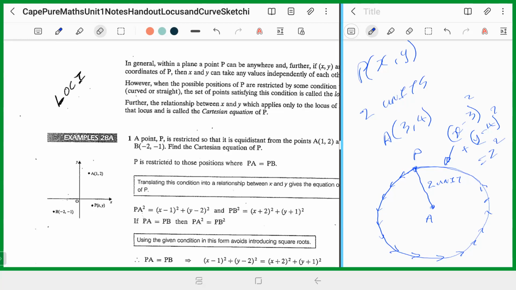And it's basically us following instructions, calling the point P, and putting it under some coordinate geometry concepts, whether it be distance or gradient or length or some other coordinate geometry concept, and establishing a relationship between x and y. Right?